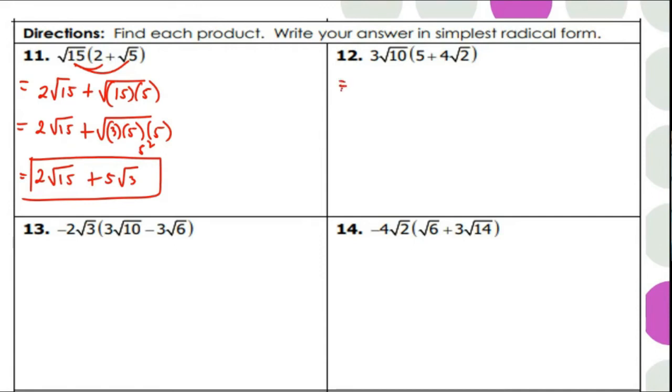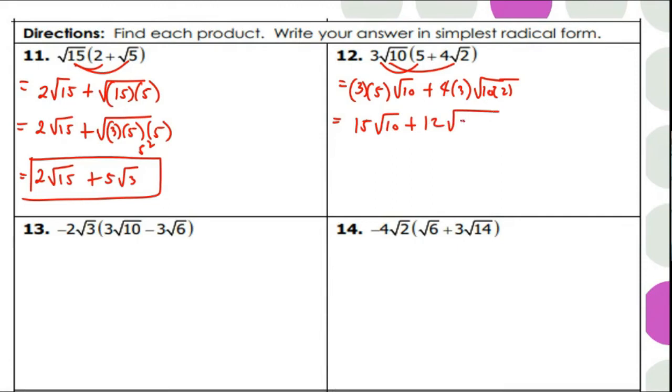Number 11. Number 12. So you have square root of 3 square root of 10 times the quantity 5 plus 4 square root of 2. So we will just multiply 3 times 5, 3 times 5 square root of 10, plus 4 times 3 square root of 10 times 2.